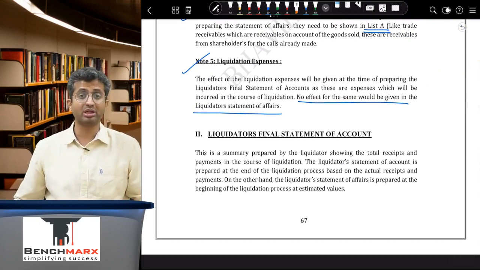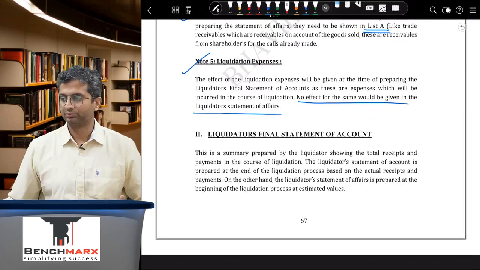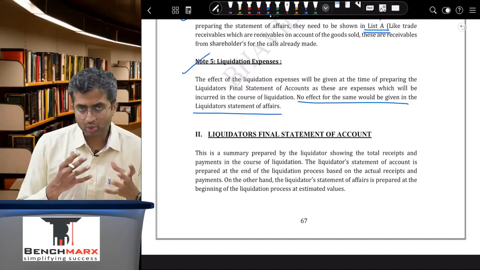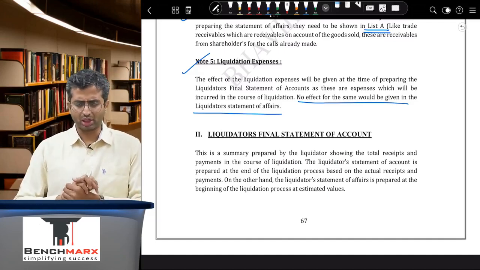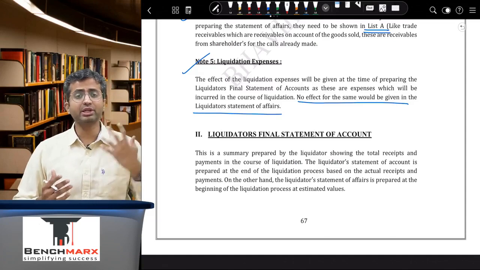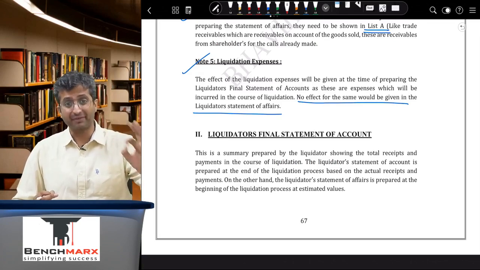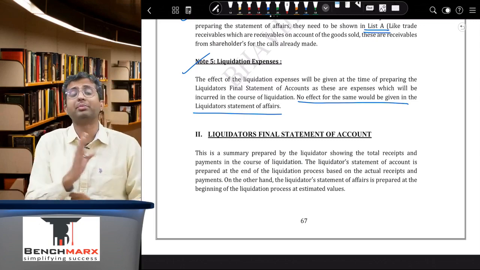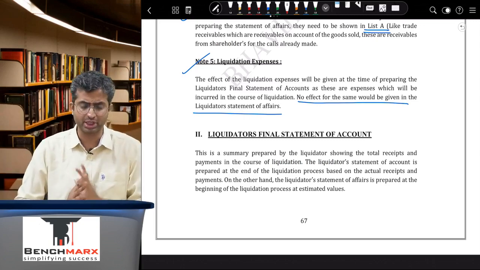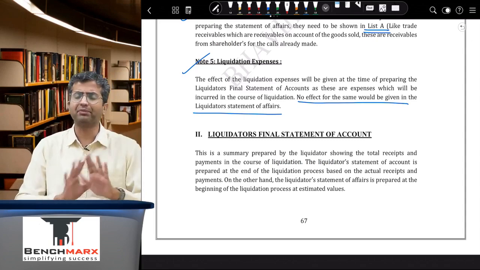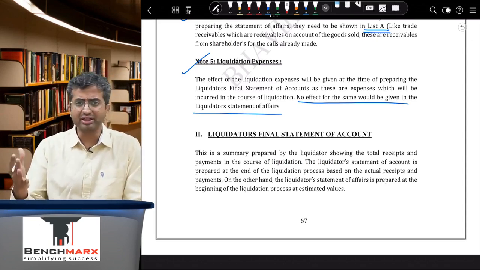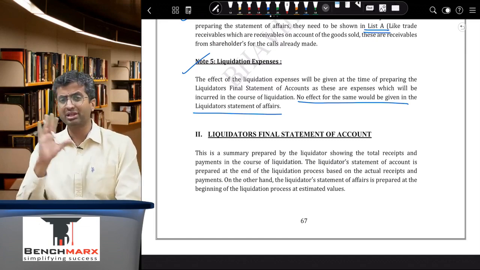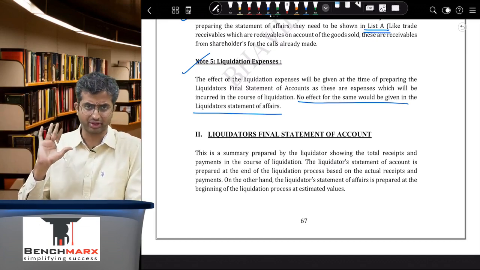Next we go to the liquidator's final statement of account. So now we go from an estimated account basis to an actual account basis. In case a question asks you to prepare the liquidator's final statement of account, this is an account that you prepare at the end of the actual liquidation process. After the court giving an approval, after the liquidator selling the assets, paying off the liabilities, making the calls as necessary, this is after the entire process gets done.